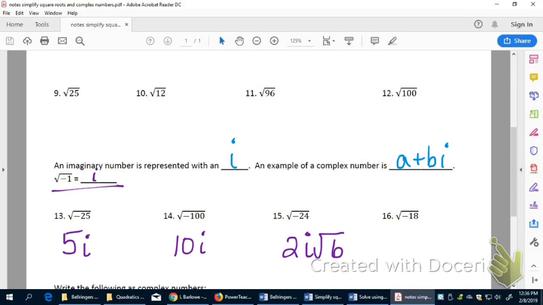All right, we'll do number 16 together. You do it the same way as before, just don't worry about the negative at first. Divide the 18 by 2, you get 9. And then divide it by 3, and you get a 3. So we have a pair of 3's and a 2. So it's 3 square root of 2. You do that like normal, but then you go back and say, there's that negative there, so I put the i with the 3 in front of it.